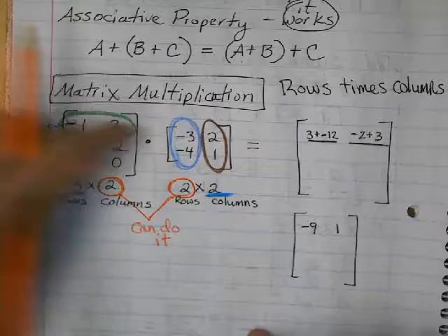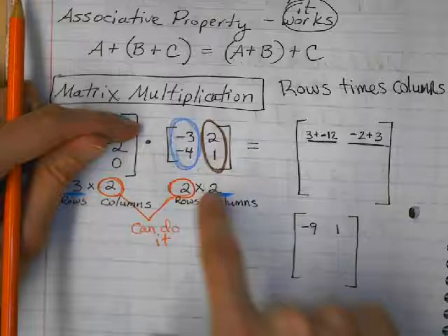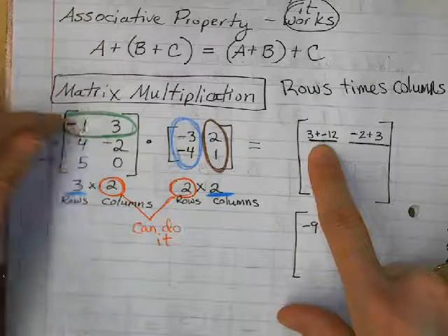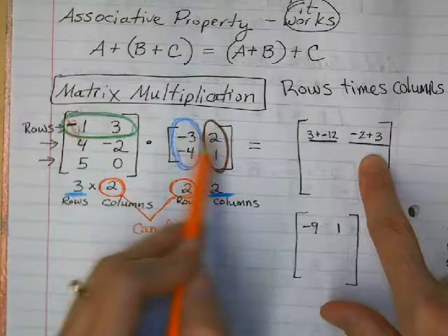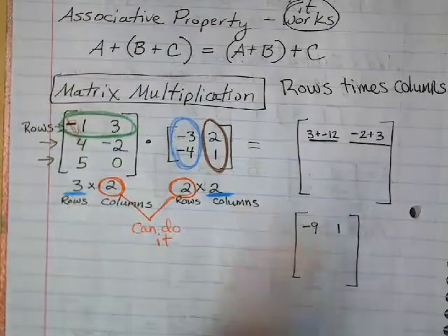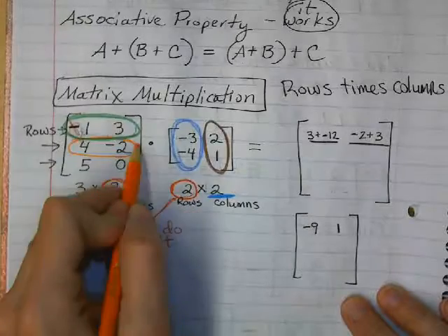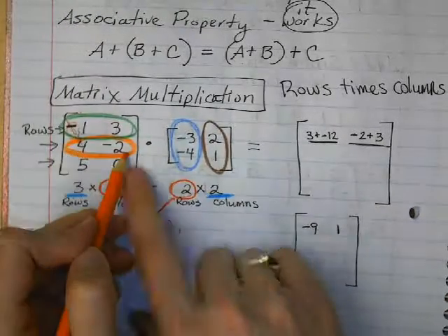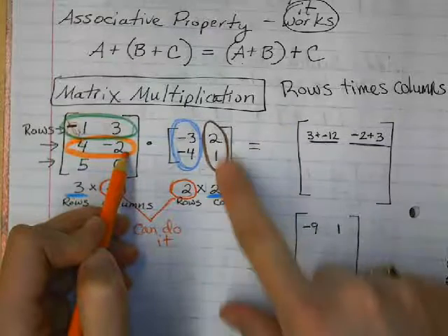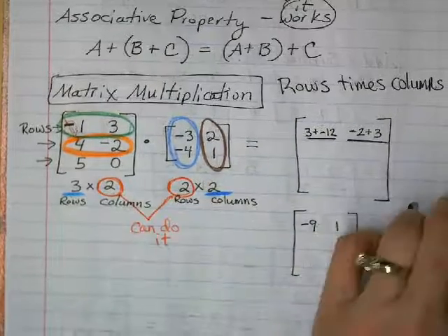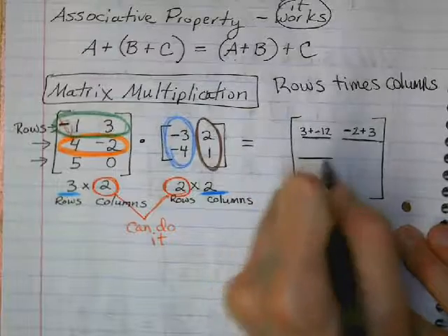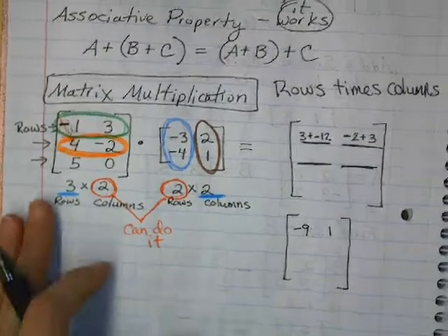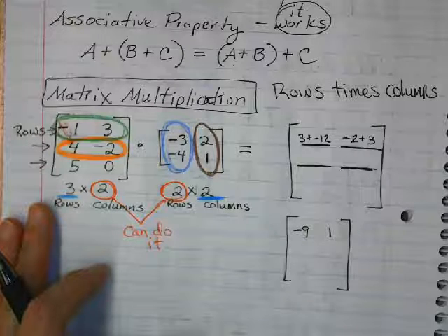Okay, so now I'm done with row 1, because I did row 1 times each of the columns. I did row 1 times column 1, and then I did row 1 times column 2. So now I need to move down and do row 2. Row 2 times each of the columns. So I'm circling in orange. I'm going to do orange and blue, and then orange and this brown. Weird, huh? I'm trying to take my time and explain it to you guys really well. Let us know in the chat if you're confused, and I can try to slow up and say it again.